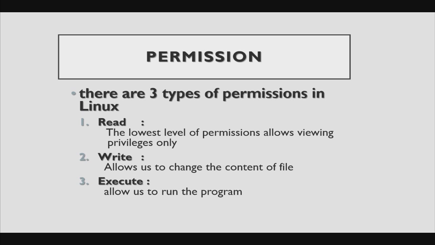There are three types of permission in Linux. First, read, which allows us just to read the file. Second, write, which allows us to change the content of the file. And the last one, execute, which allows us to run the program if we want to. Now, let's see some examples.